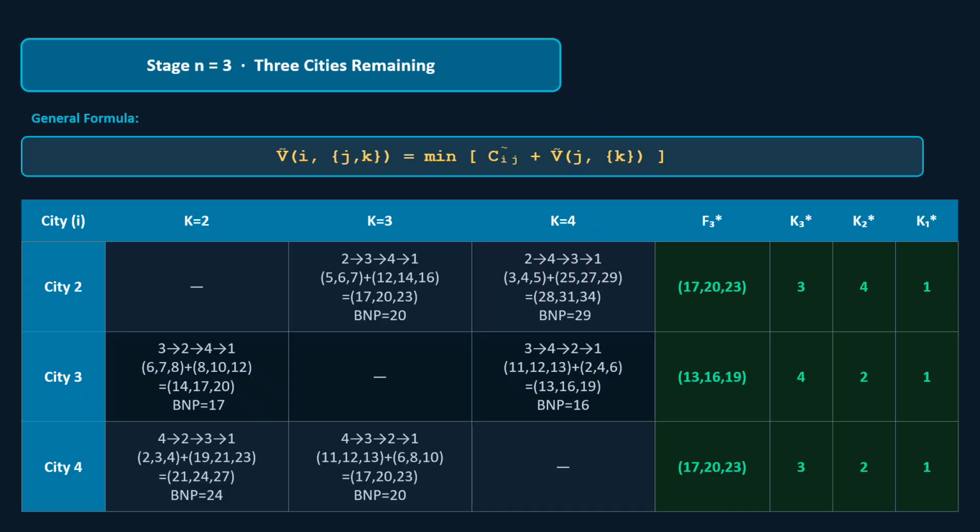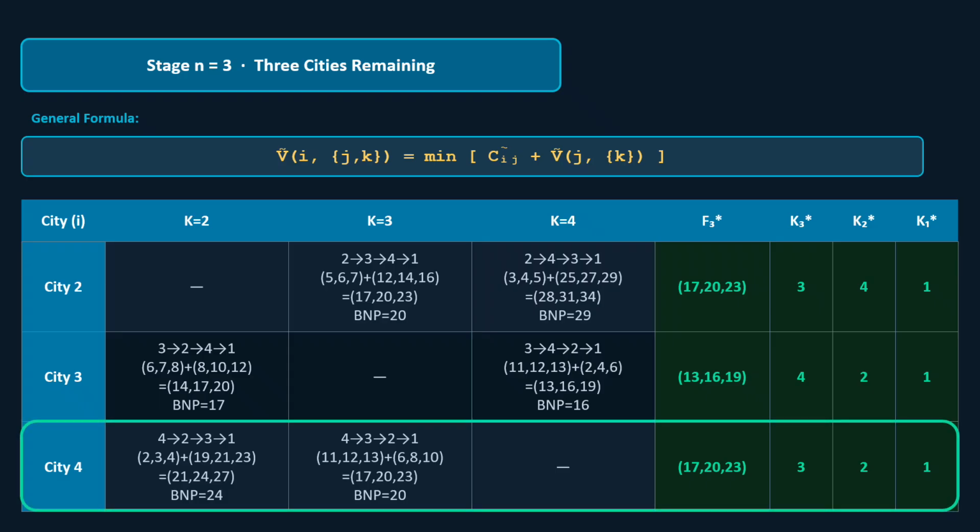Row 3, City 4. 2 possible routes. Route 4 to 2 to 3 to 1. City 4 travels to C2. Cost 2, 3, 4. V of C2 with 3 from the previous stage equals 19, 21, 23. Sum 21, 24, 27. BNP equals 24.